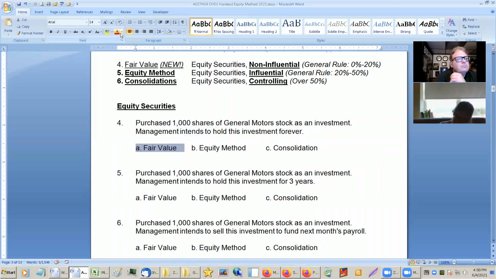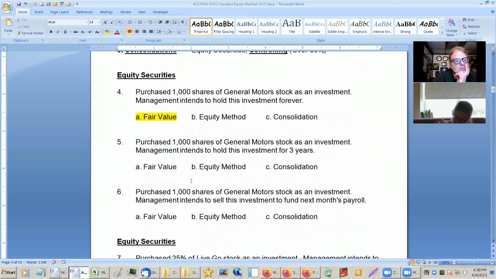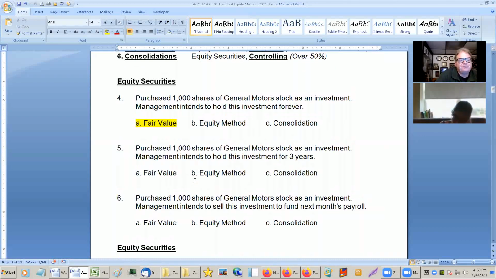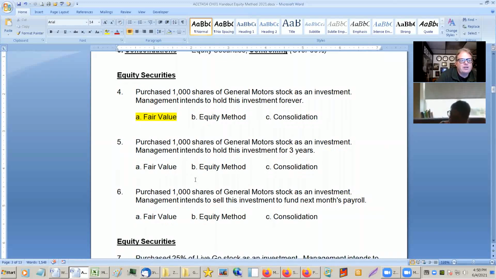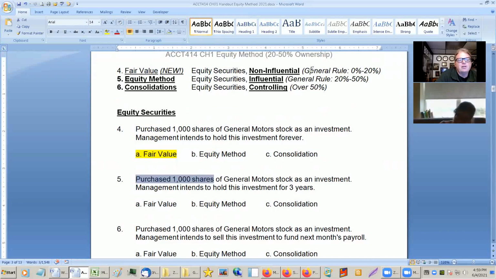Fair value, right. Purchased 1,000 shares of General Motors stock as an investment. You're going to hold this for 3 years. So would that then be influence or equity method? No, it would still be fair value. Exactly. Because it doesn't matter, right? Yeah, most of these are not.